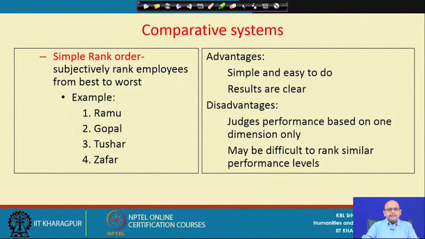So, what are the advantages of this? It is very simple, the results are clear, you can easily see the rank of the employees, and accordingly you can identify who is the best performer and who is the next best. But there are certain disadvantages. This judgment is based on just one dimension. There could be other things which are not considered here, but it is not possible to consider them. That is why simple rank order is not used much. And here you are only ranking the performance results of the individual; you are not considering the behavior. So, these are the problems of simple ranking.